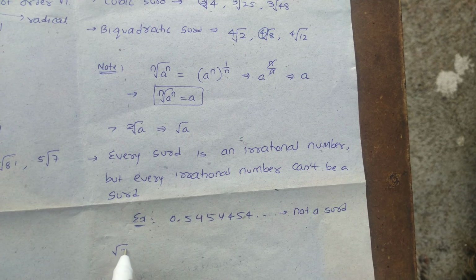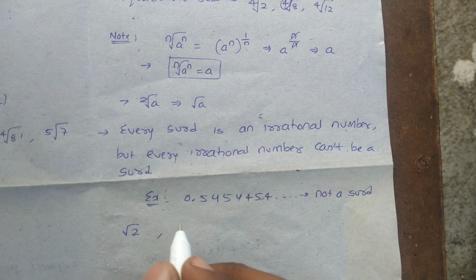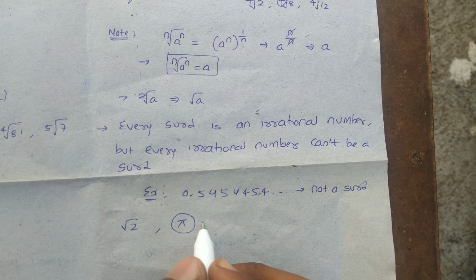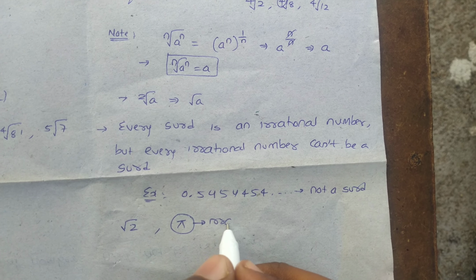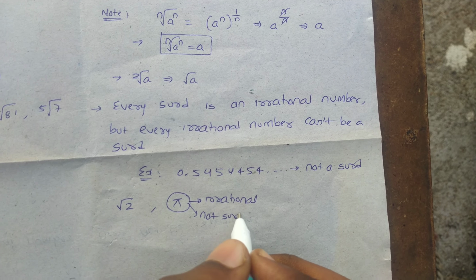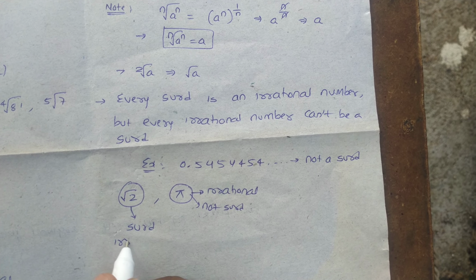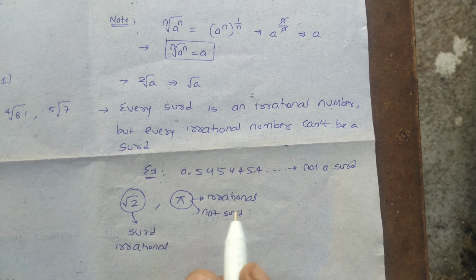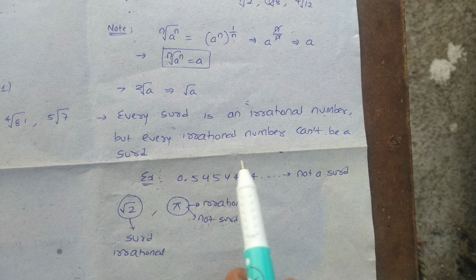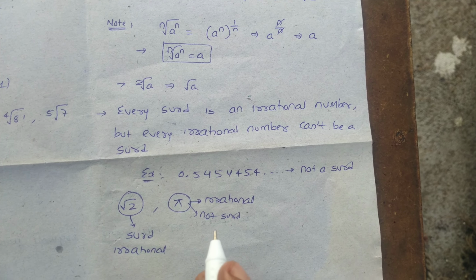Now you can see root 2. Root 2 is a surd, and it is also an irrational number. But if you see pi, it is irrational, but not a surd. But what about root 2? Root 2 is a surd, so that's why it is irrational also. From this you can conclude that every surd is an irrational number, but every irrational number can't be a surd. Okay, got some clarity?